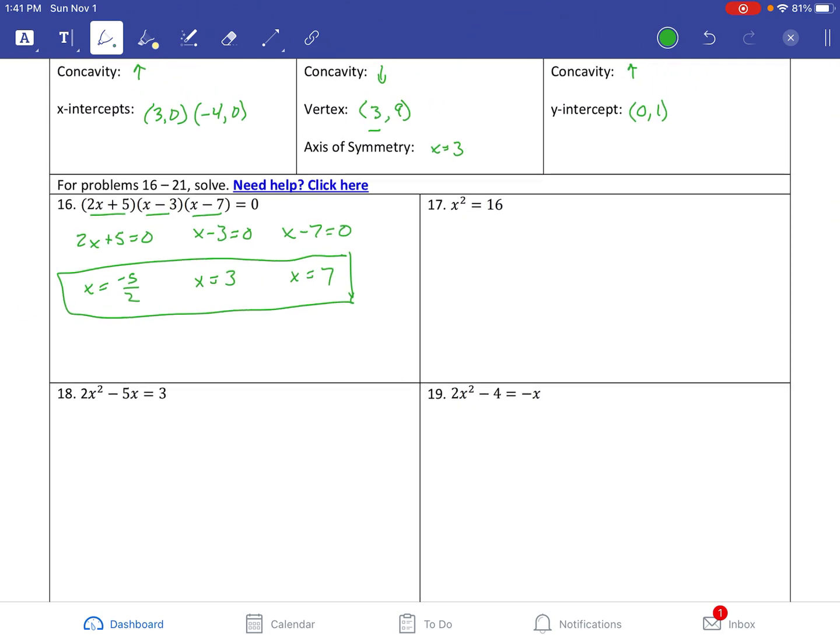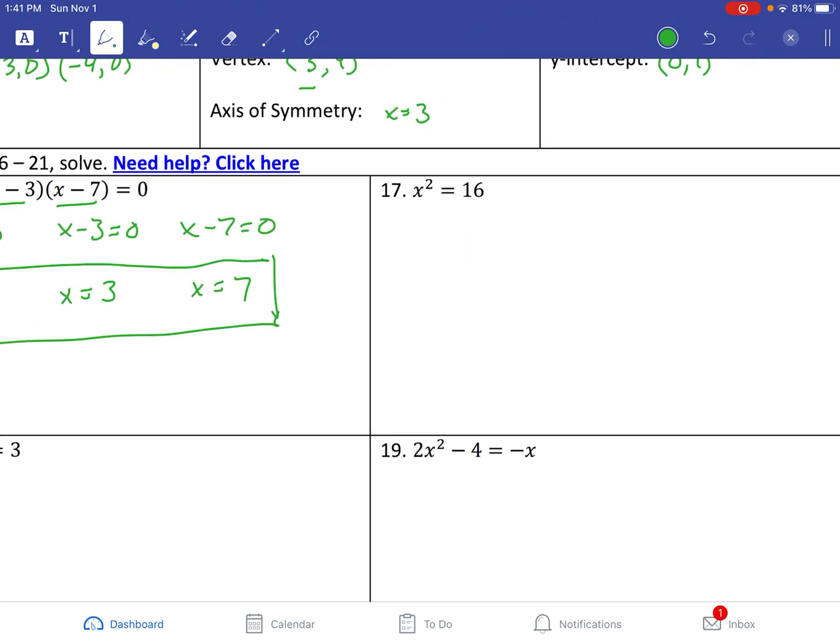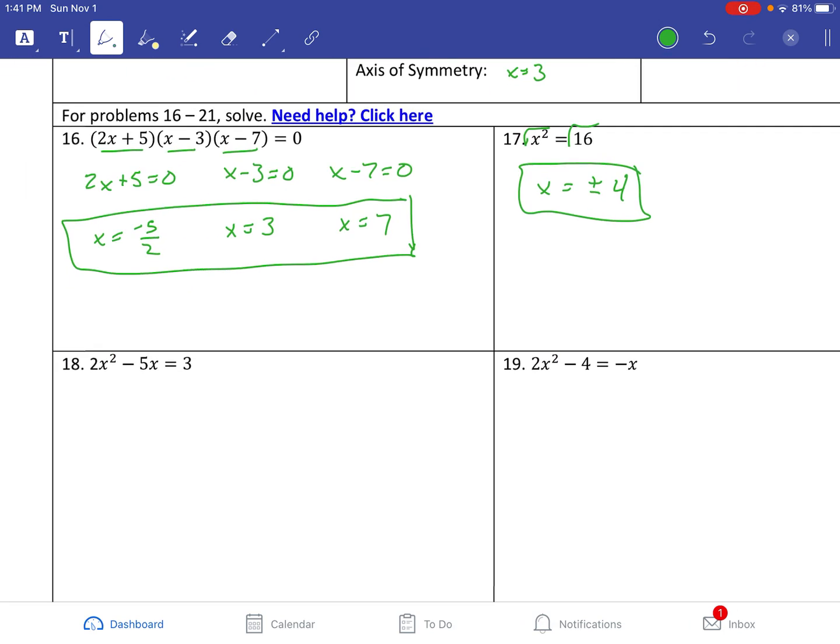Okay. And number 17, there's a couple ways you could do this. You could subtract the 16 to the other side to get a difference of 2 squares. You could also just square root both sides. So x will equal plus or minus 4. Don't forget the plus or minus. There are 2 solutions to that equation.